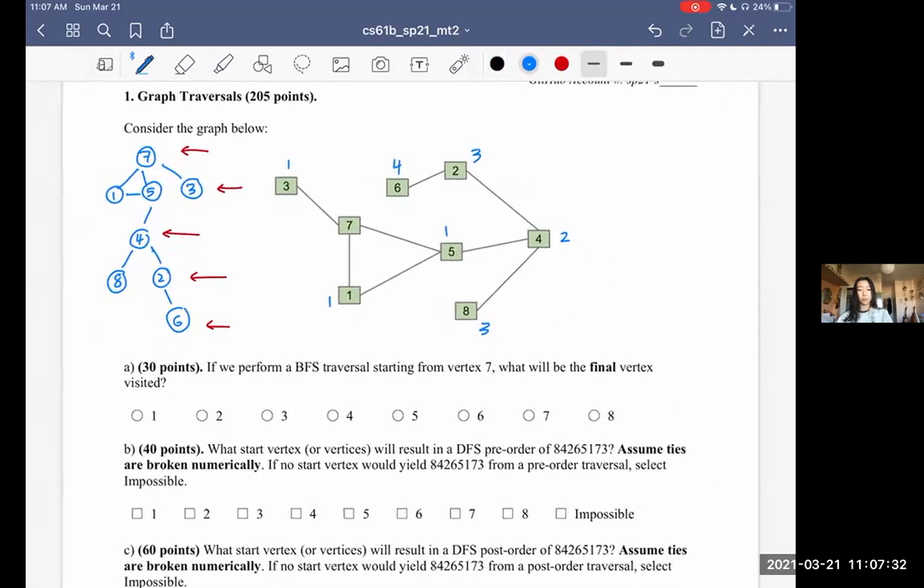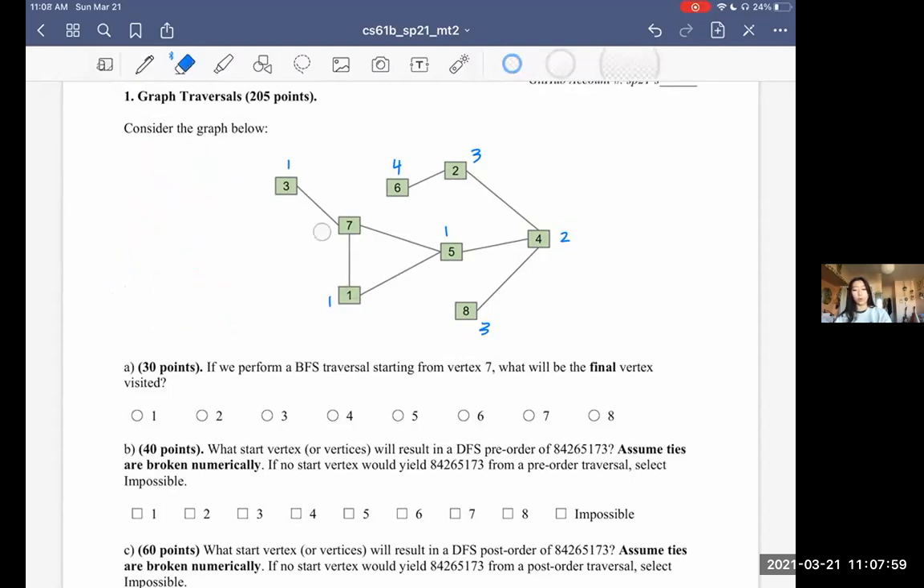The next question says, which start vertex or vertices will result in a DFS preorder of 8, 4, 2, 6, 5, 1, 7, 3? Assume ties are broken numerically, and if no start vertex would yield this order, then select impossible. We recall that DFS preorder means we visit the parent, or we mark the parent, and then we go look at its child, and then the next child, and then the next child. We go deeper before we go wider, which means we keep recursively looking at the next child, then go back up and say, okay, where was I? And do that to the next child.